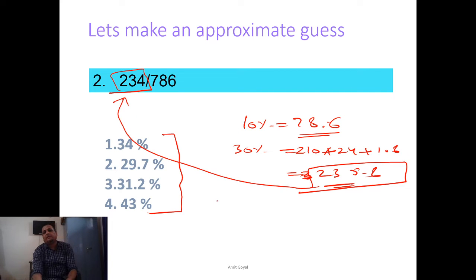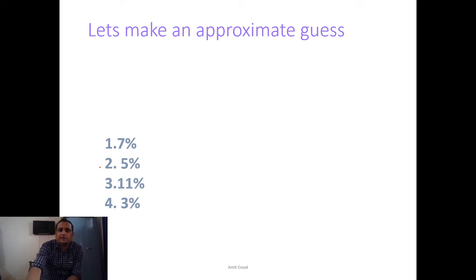So what does it mean? It means that the answer should be slightly less than 30%. Now which option is slightly less than 30%? Of course this option is slightly less than 30%. So my answer is option 2. Let's take another example. You can visualize that the options are very near to 5%, 10%. So by looking at the options, I got an idea how I will calculate the question.